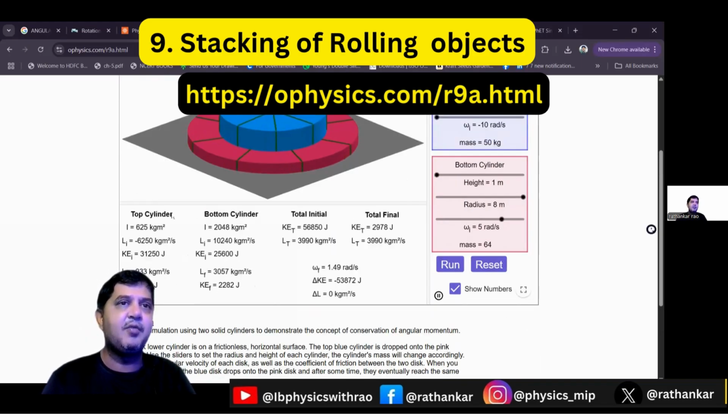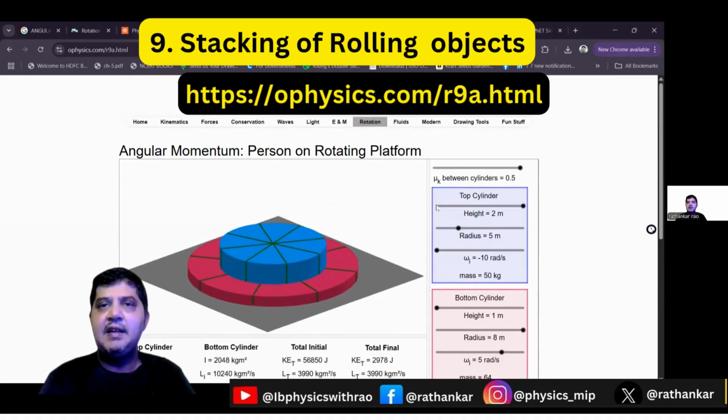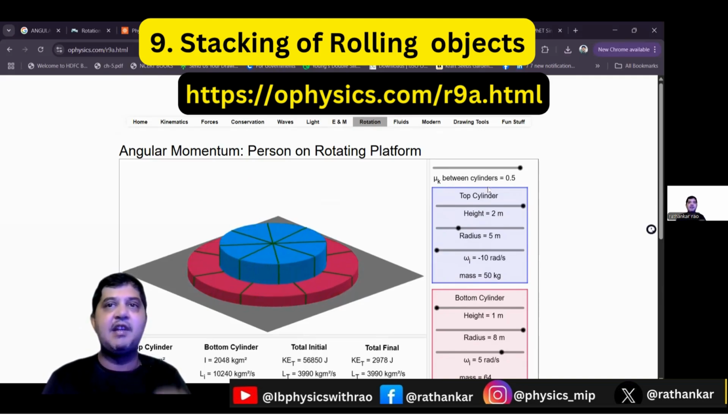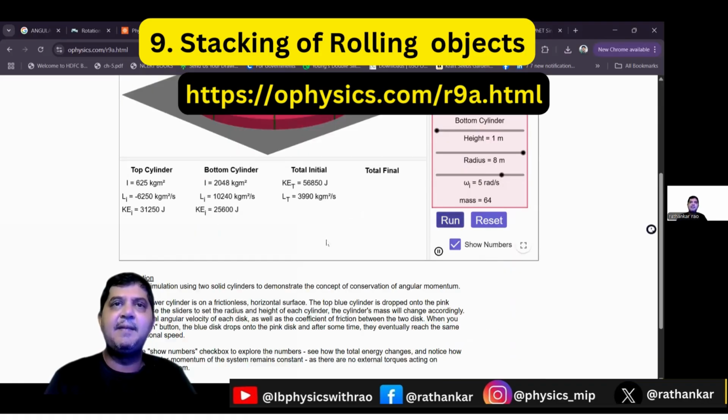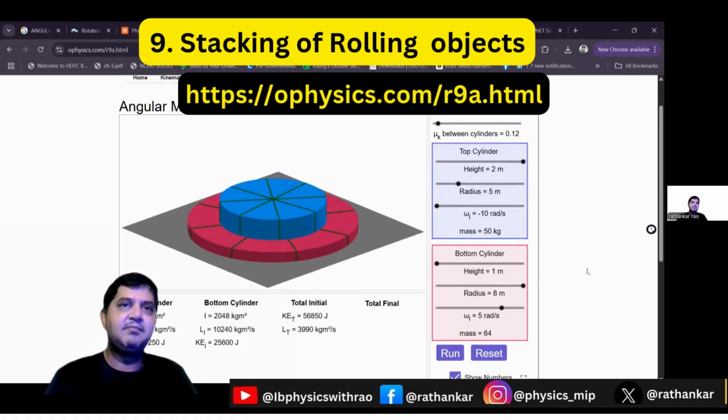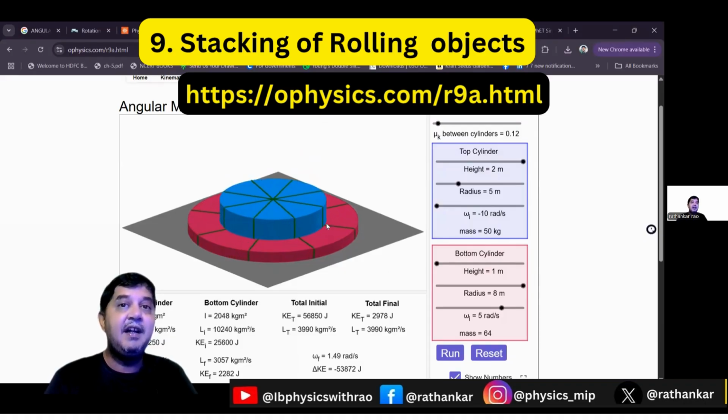Okay, here it shows what the top cylinder's mass is and what the bottom cylinder's mass is. Everything has been shown. I have kept the friction between these to be 0.5. This is what needs to be investigated. Instead of 0.5, if I make this friction very, very small, I keep it like this. Okay, now let us investigate. I'm not changing anything else. I'm just running this and seeing what happens. After some time, it starts moving.